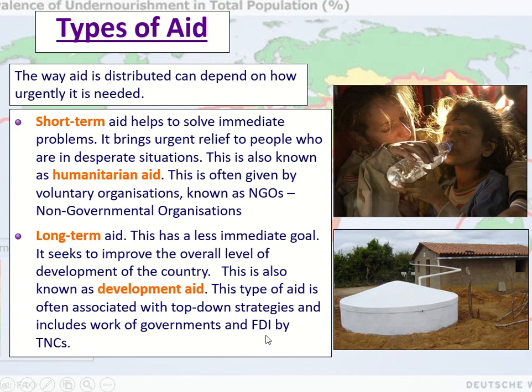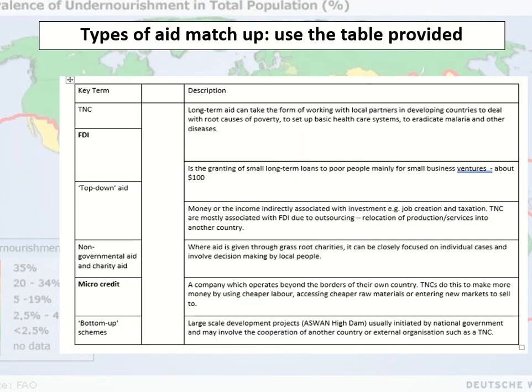So I'm going to explain what FDI and TNCs are in today's session, but it's also going to come back again later on. So we've looked at what aid is, why it's needed, and the types of aid that can be given. So we're now pretty clued up on one of the things that can be done to help countries overcome their problems with uneven development.